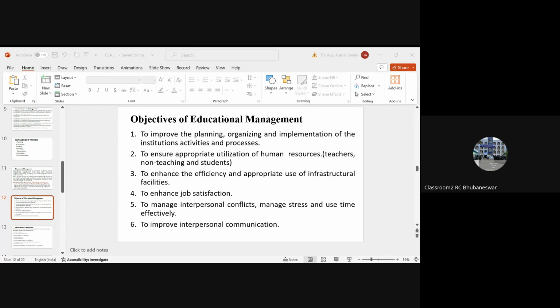Human resource of a school is not only teaching, non-teaching and students. Parents are involved. SMC is functioning. MTA is functioning. Yes or no? Yes, sir. So parents, community members, the experts available in the community.